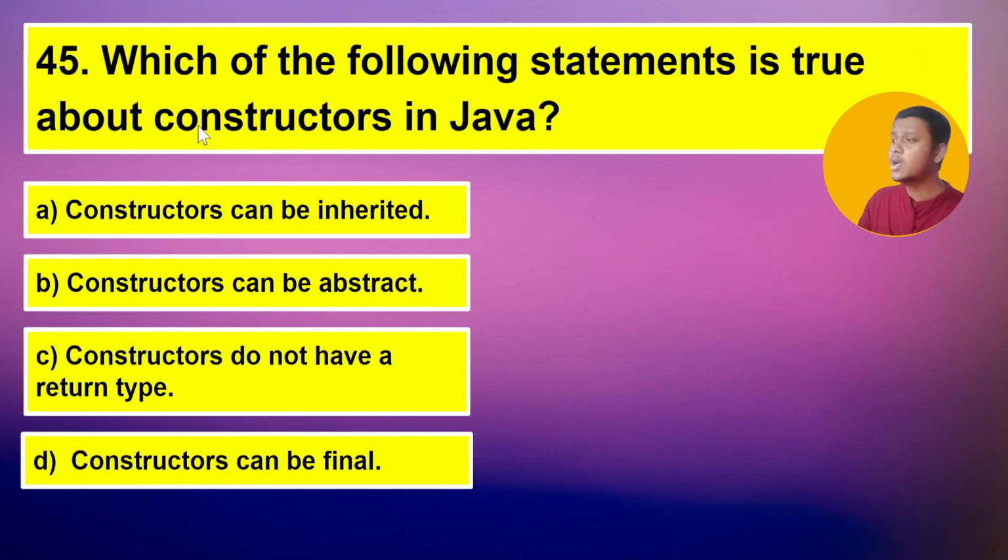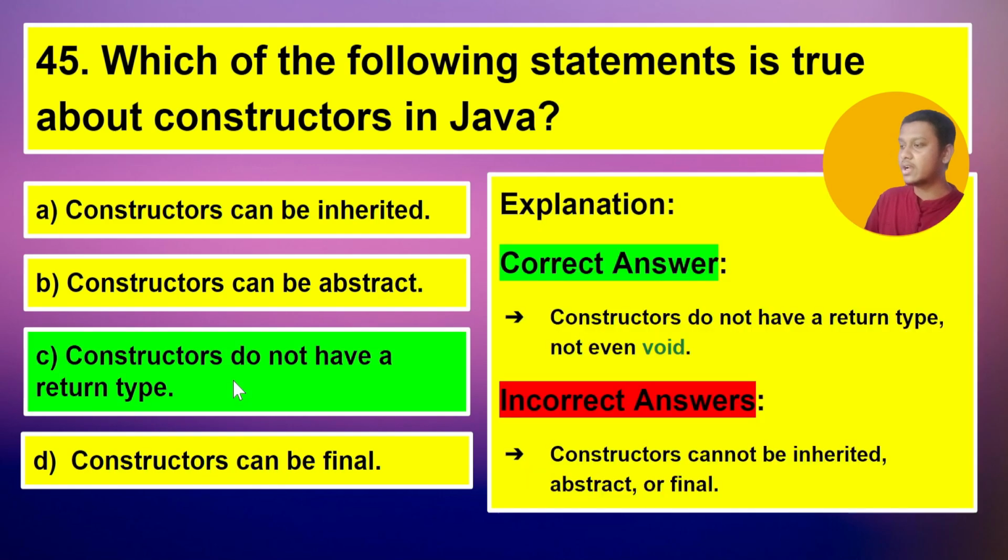Our next question is, which of the following statements is true about constructors in Java? Constructors can be inherited, constructors can be abstract, constructors do not have a return type, and constructors can be final. So here the correct answer is constructors do not have a return type. In the explanation, as you can see, constructors do not have a return type, not even void, and constructors cannot be inherited, cannot be abstract, and can't be final.